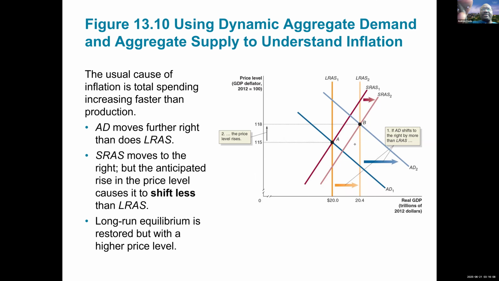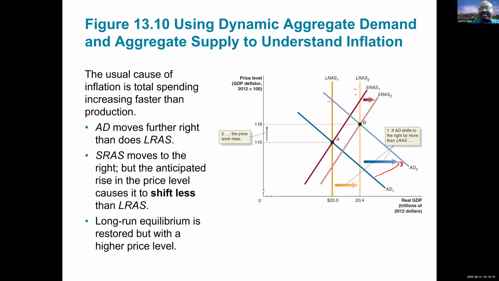So we could think about using a dynamic model of aggregate demand and aggregate supply to understand inflation. Okay, so here's how you think about this policy. So anytime the short-run aggregate supply curve is shifting to the right just somewhat, and the long run shifts to the right, if the aggregate demand curve shifts by a larger proportion than the shift of the short-run aggregate supply curve and the long-run aggregate supply curve, the result is inflation.